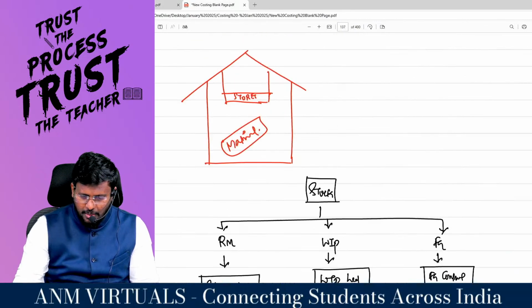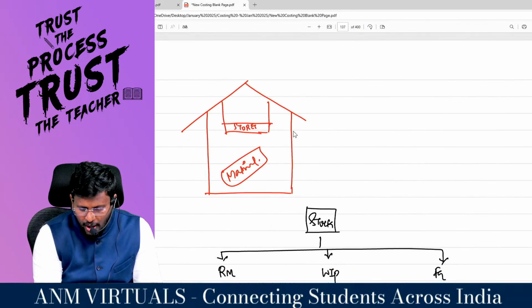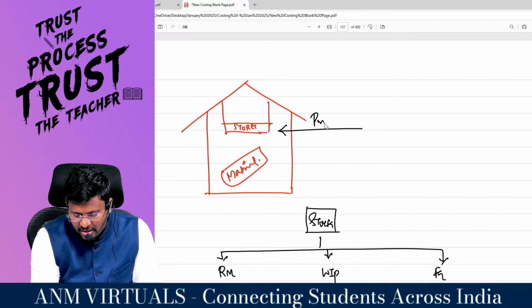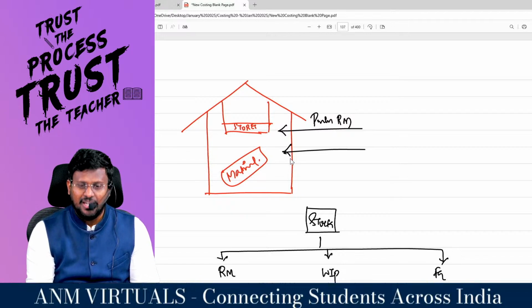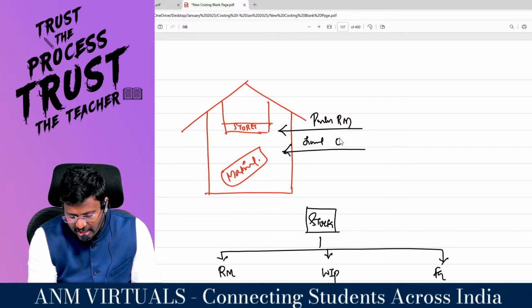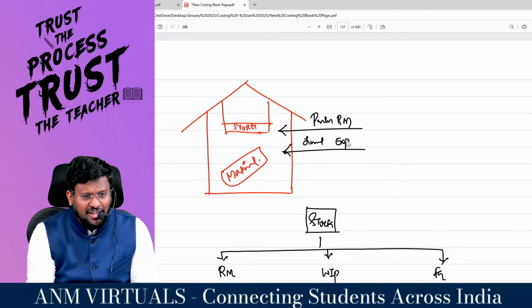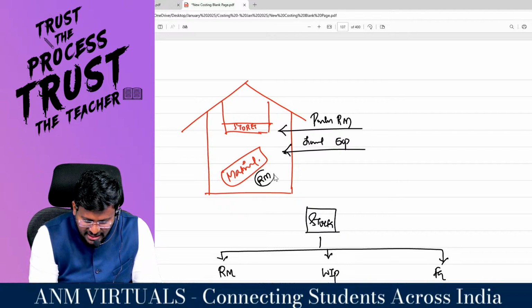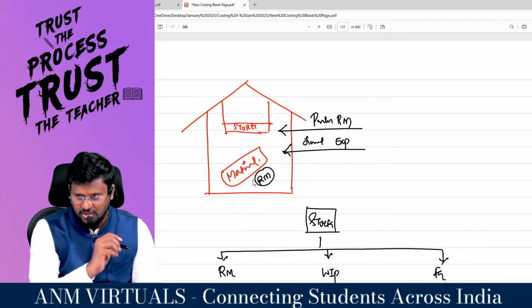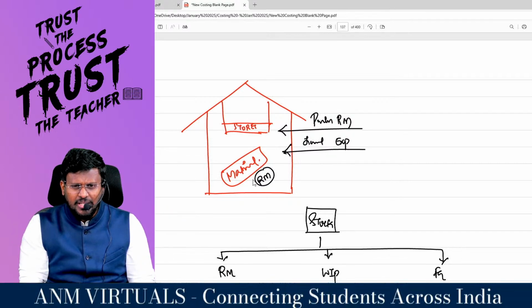Now you tell me, in this stores you have purchased the raw material, right, sir? When you are purchasing the raw material, you have incurred expenses, right, sir? Now the raw material is inside the stores. What will you do with this raw material?